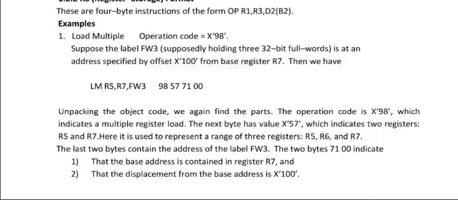The 2 bytes 7100 indicate that the base address is contained in register R7 and that the displacement from the base address is x100.